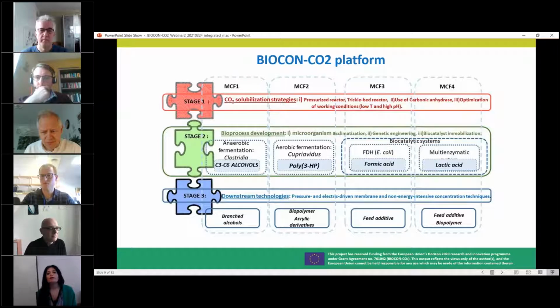So these 3 main platforms combine all together as puzzle pieces and aim to develop 4 main microbial cell factories: aerobic, anaerobic, whole cell biocatalysts, and purified enzyme, with different targeted compounds and different end user target industry. So we have C3, C6 alcohols, poly-3HP, and formic and lactic acid. Next, please.